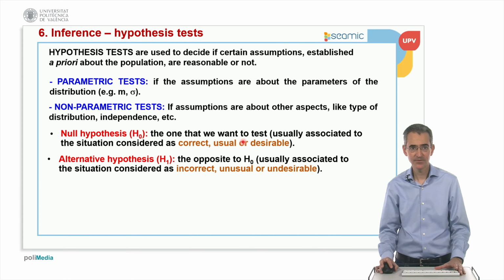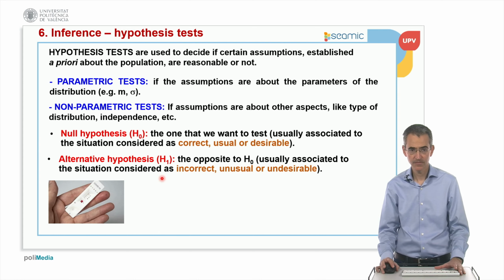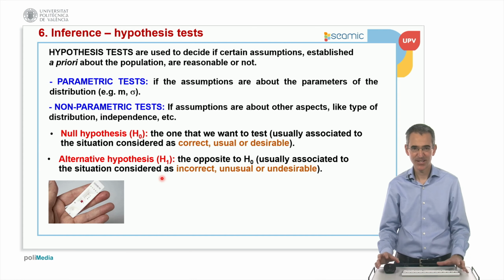And then we have the alternative hypothesis. It is the opposite to the null hypothesis. It's usually associated to the situation considered as incorrect, or unusual, or not desirable. Okay? And then I will try to explain this better with the following case.